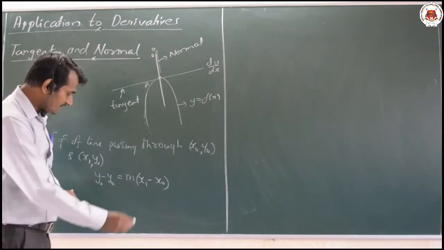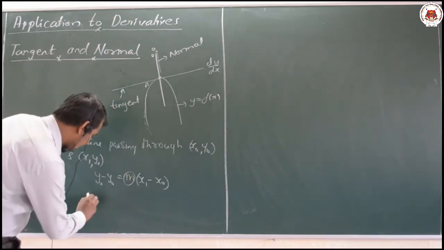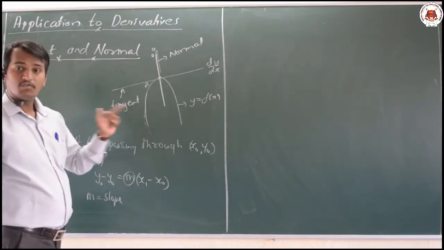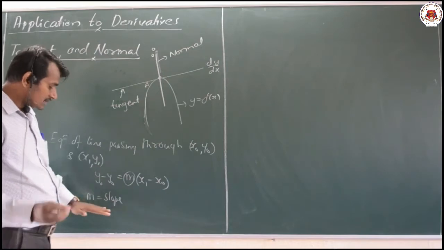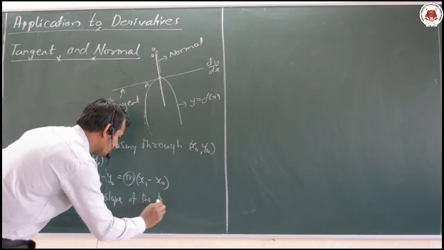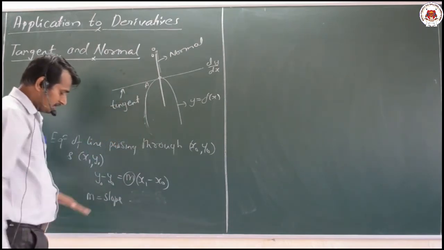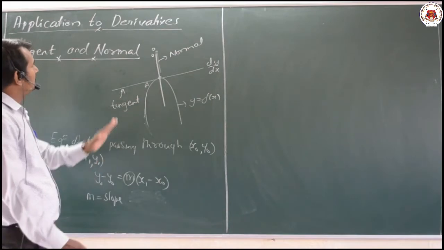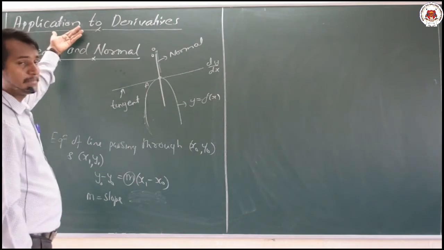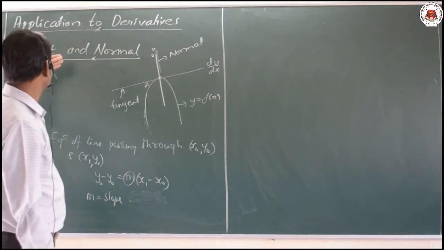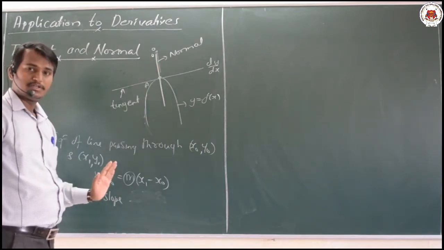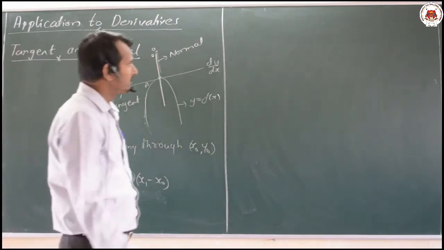Now what is m here? m is nothing but the slope of the tangent drawn to the curve y is equal to f of x. So we can directly call it the slope. This slope, in terms of derivatives, is the slope of the tangent drawn to the curve, that is nothing but m only.